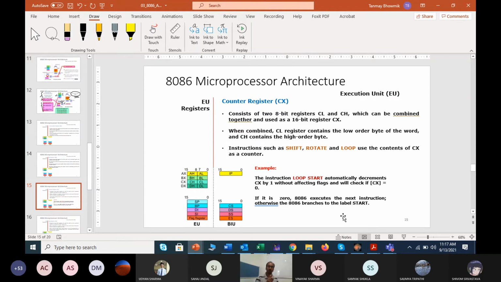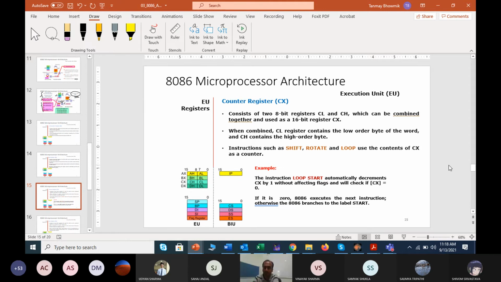Again here, your counter register CX will be divided into CL and CH. So once you are trying to access some lower order data, you will use the CL part. Once you want to use the full data, then you will use the CX part.